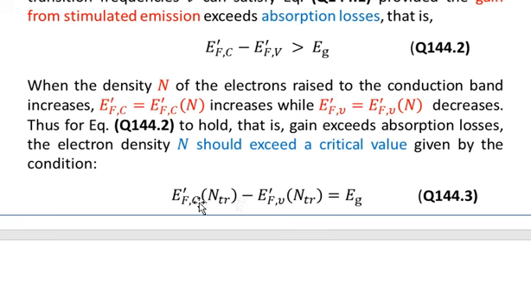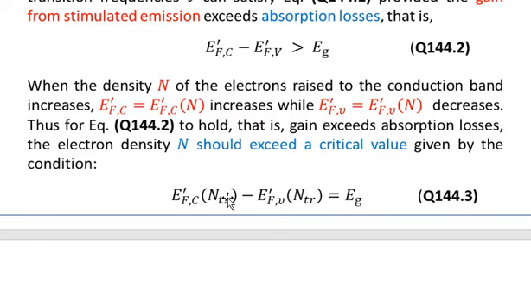So this condition ensures a change in the density of the electrons. Under this condition, which we have called the density at transparency, the semiconductor material will appear to be transparent. That is, it will neither amplify the number of photons within it, nor will photons be lost. So no photon is generated through the semiconductor material. That's why this condition is referred to as the condition of transparency.